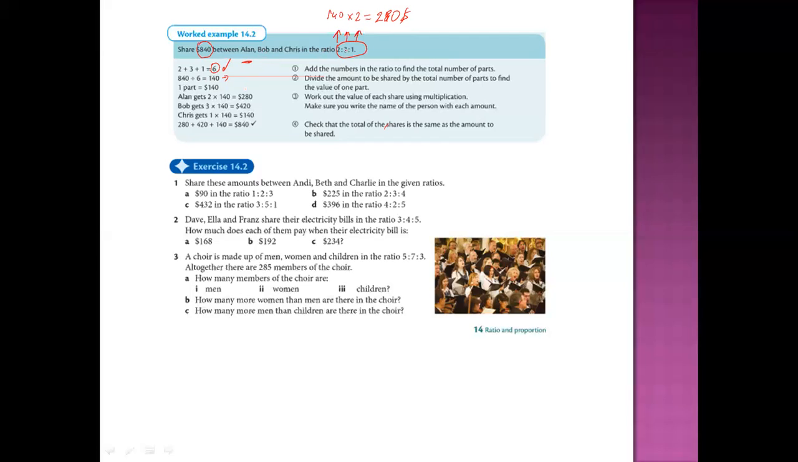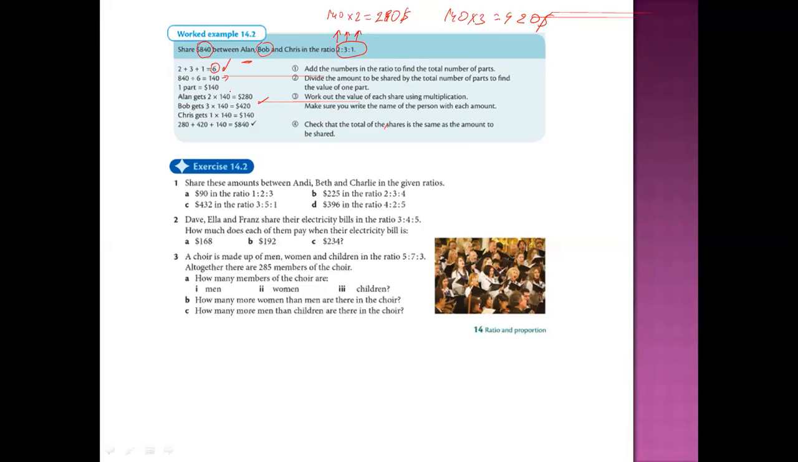What is the ratio of Bob? It's in the ratio 3 times that of Chris. That's why one part of payment is 140, and we should multiply by 3, and the answer gives us the payment of Bob. Okay, 3 times 0 is 0, 3 times 4 is 12, and 3 times 1 is 3, so $420 for the second man, Bob, as you see here.